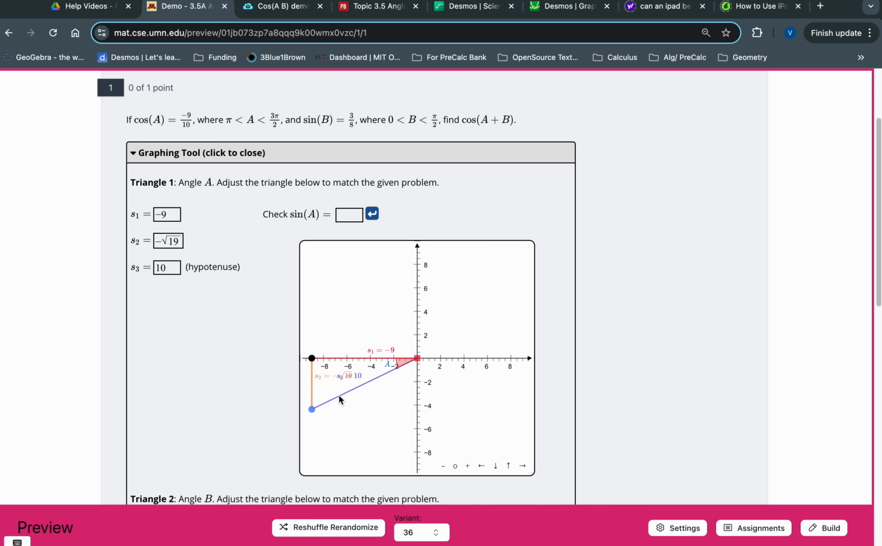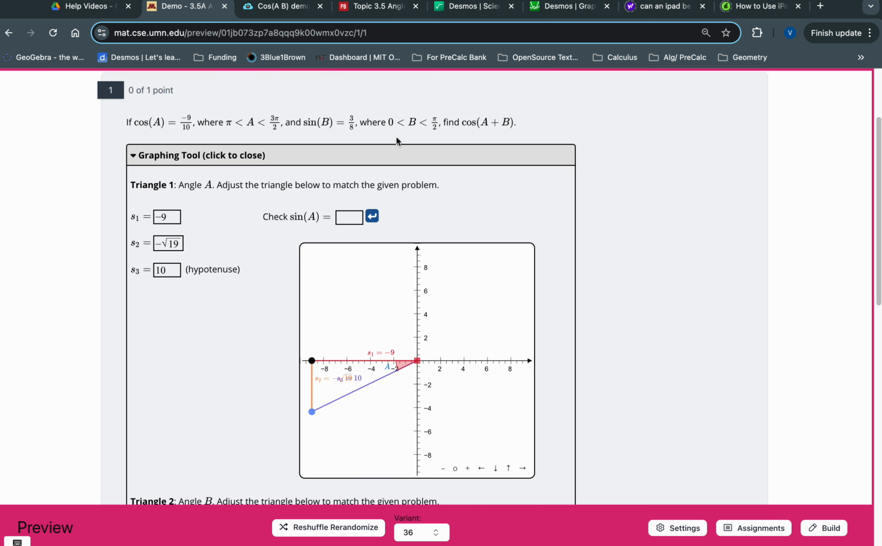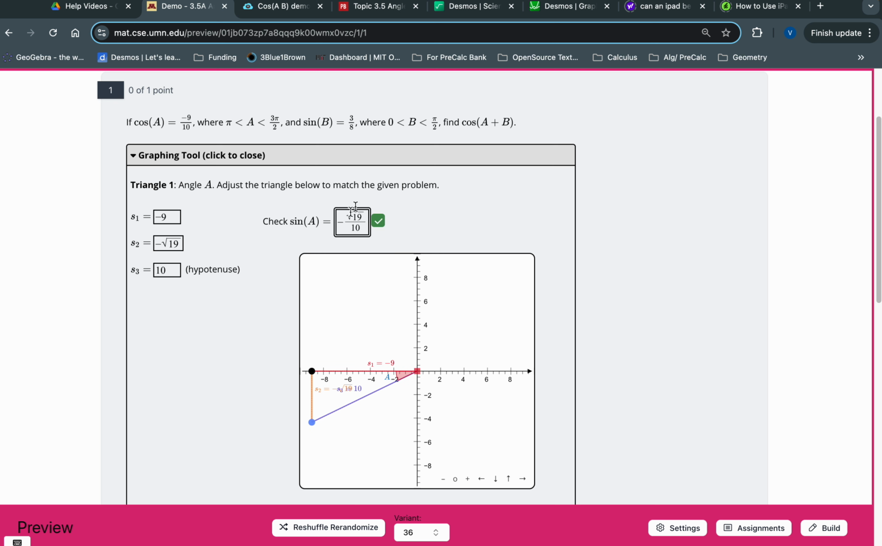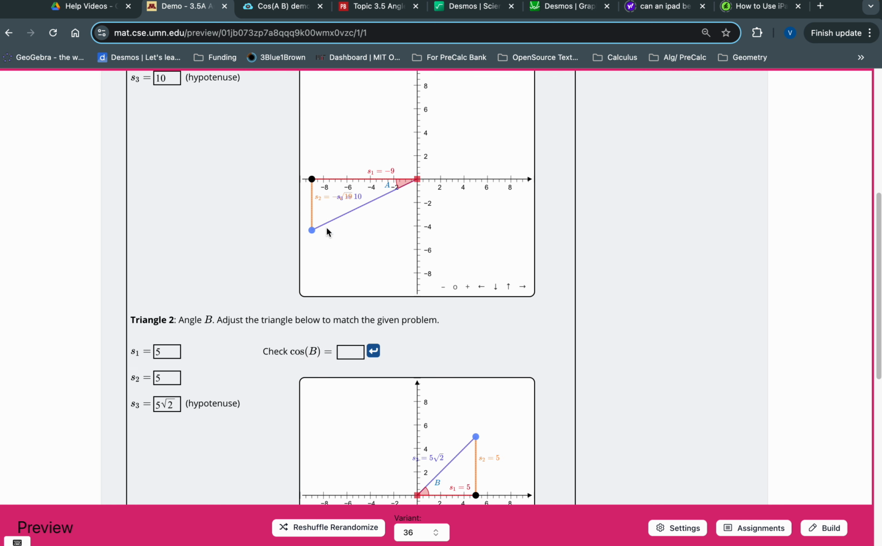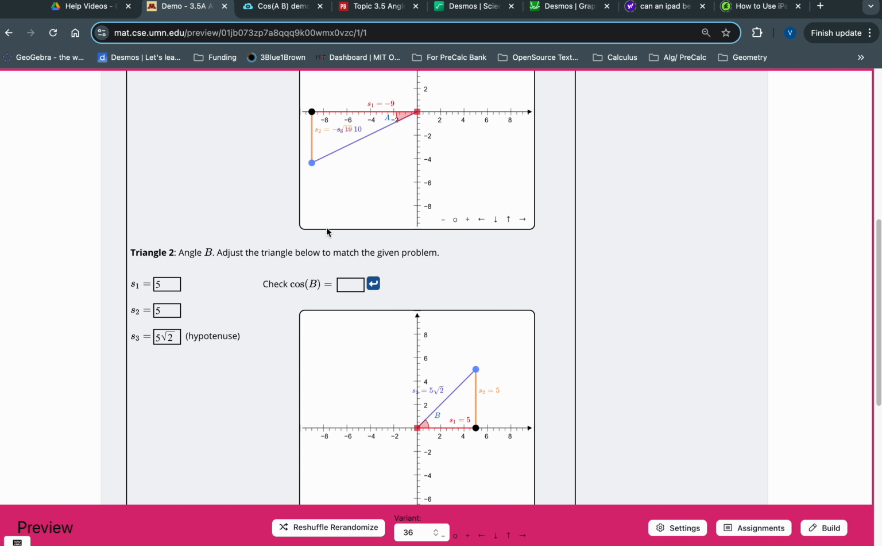All right, so that is my triangle, and the sine here is also negative, and it is negative square root of 19 divided by 10. These are optional, so it's not part of the grading of the problem. It's just a good check on your work in case you want to see if you're on the right track.